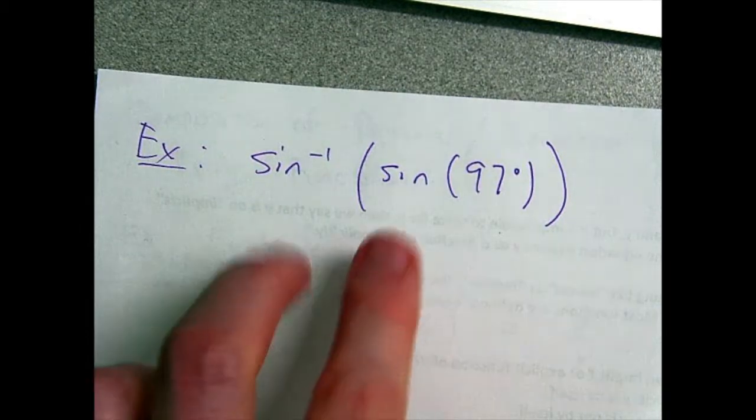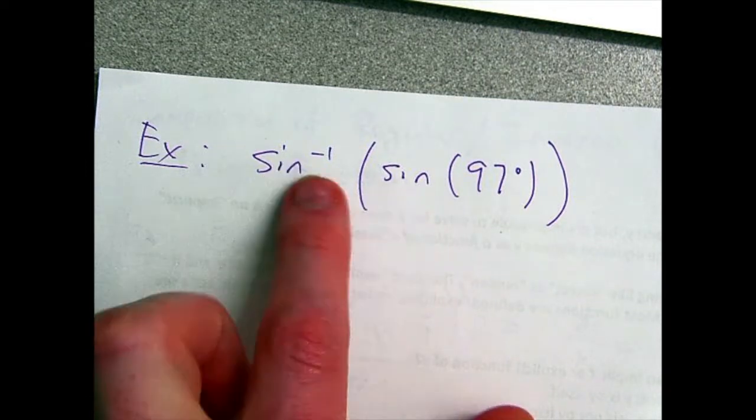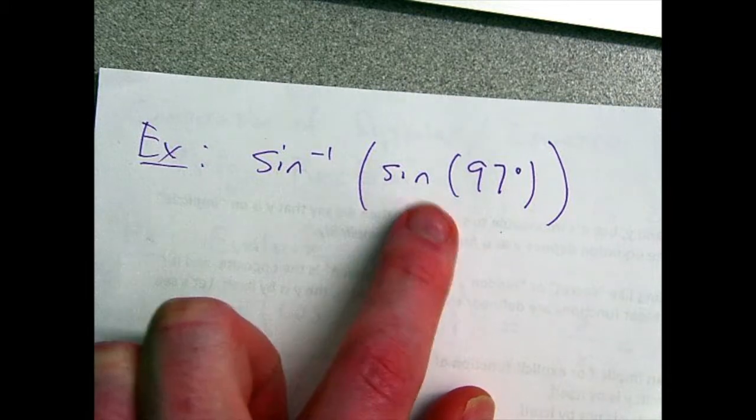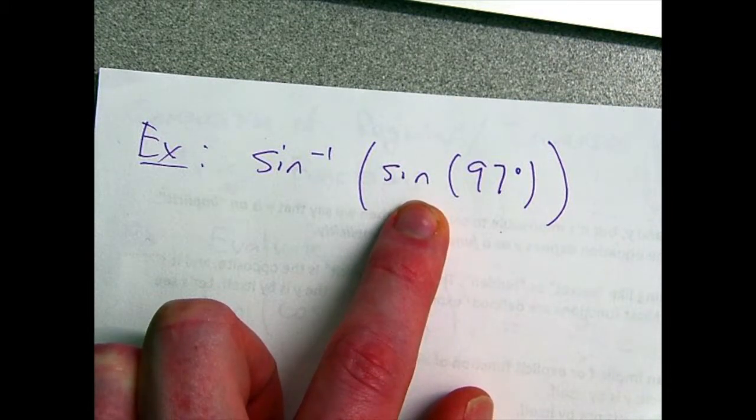What makes this different from the previous problem, and actually from all of the previous problems, is that now the inverse function, the inverse sine function, is on the outside. Whereas previously it was always the inverse trig function on the inside. How does that change things?